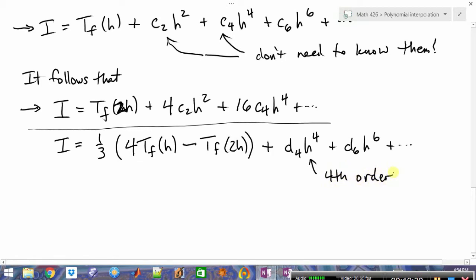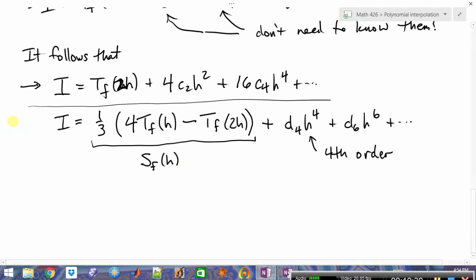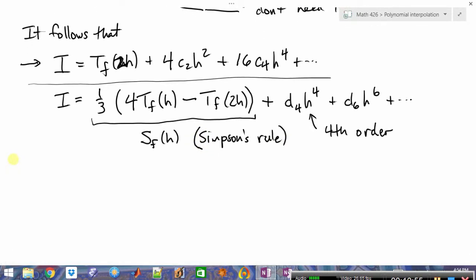So I could consider this to be a new quadrature method. Call it S sub f of h. I called it S because this is also a well-known rule. It's called Simpson's formula, or Simpson's rule. But you don't have to know that. You just derive it as an extrapolation of 2 trapezoid estimates out to 4th order accuracy.